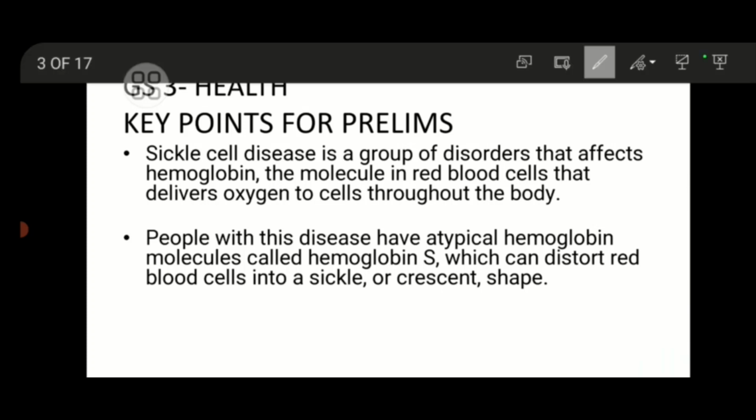This comes under GS3 health, and for prelims, sickle cell disease is a group of disorders that affects hemoglobin. Hemoglobin is a molecule present in the RBC. The actual job of the hemoglobin is to deliver oxygen to cells throughout the body. So hemoglobin is very important. People with sickle cell disease have an atypical hemoglobin molecule called hemoglobin S. Those are the people affected with sickle cell anemia.